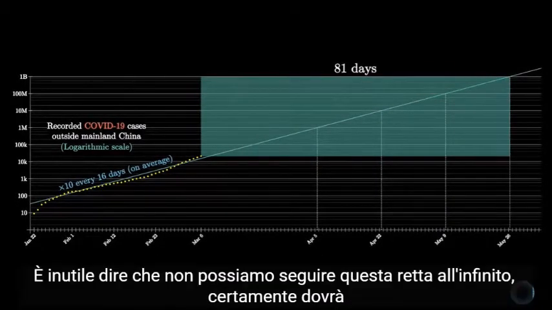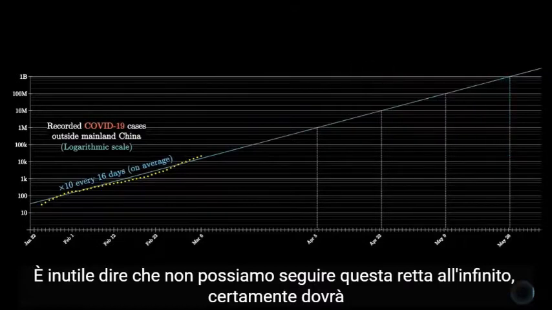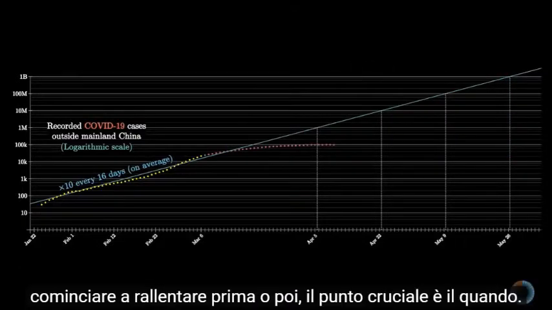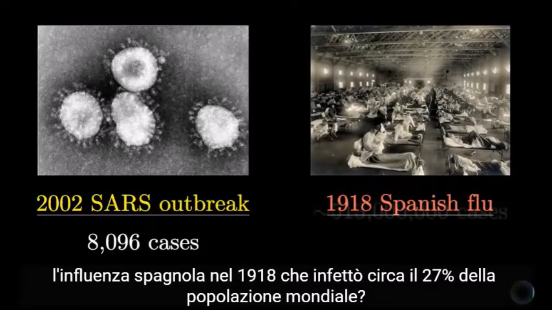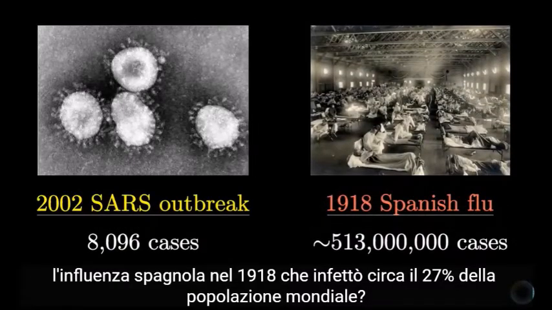Needless to say, though, you can't just draw out a line like this forever. It clearly has to start slowing down at some point. But the crucial question is when? Is it like the SARS outbreak of 2002, which capped out around 8,000 cases? Or the Spanish flu of 1918, which ultimately infected about 27% of the world's population?